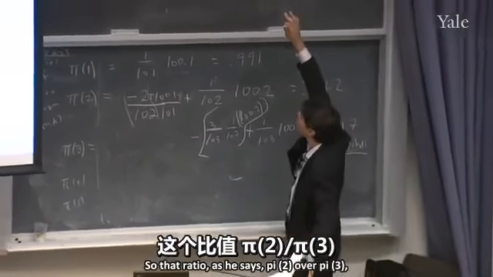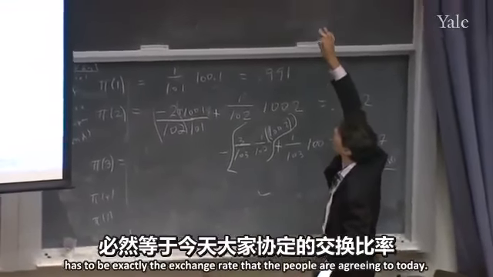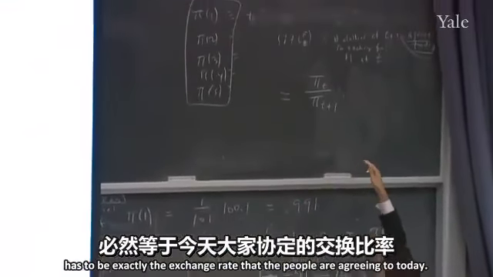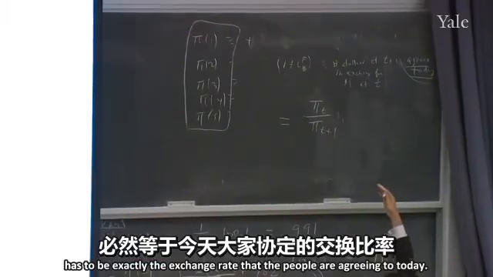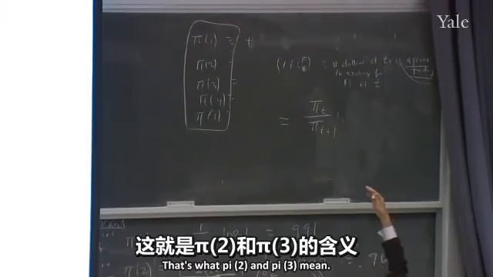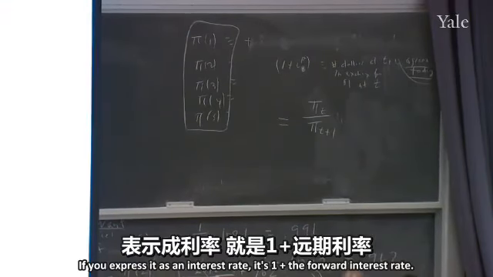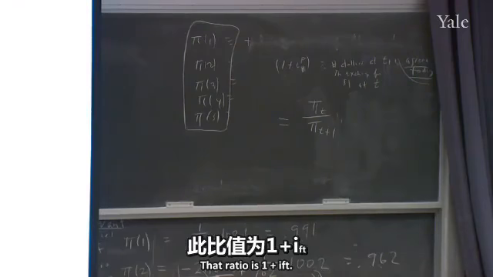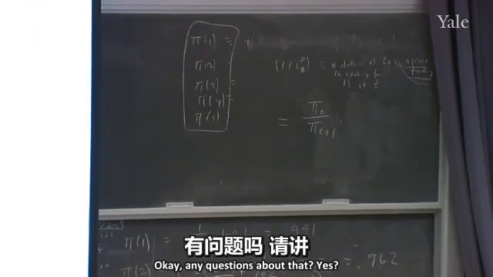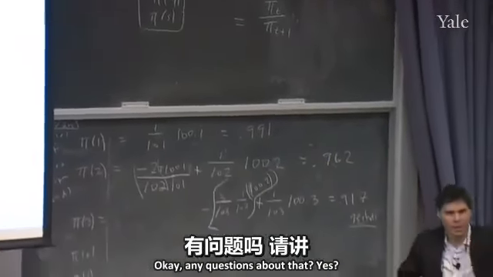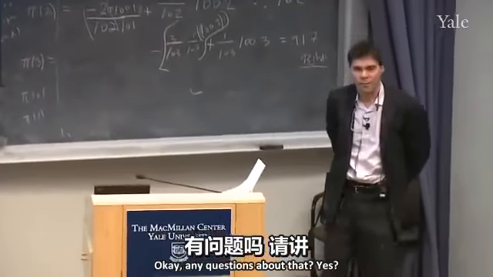So that ratio, as he says, pi 2 over pi 3 has to be exactly the exchange rate that the people are agreeing to today. That's what pi 2 and pi 3 mean. And if you express it as an interest rate, it's 1 plus the forward interest rate, 1 plus IFT. Okay, now why is this? Any questions about that?